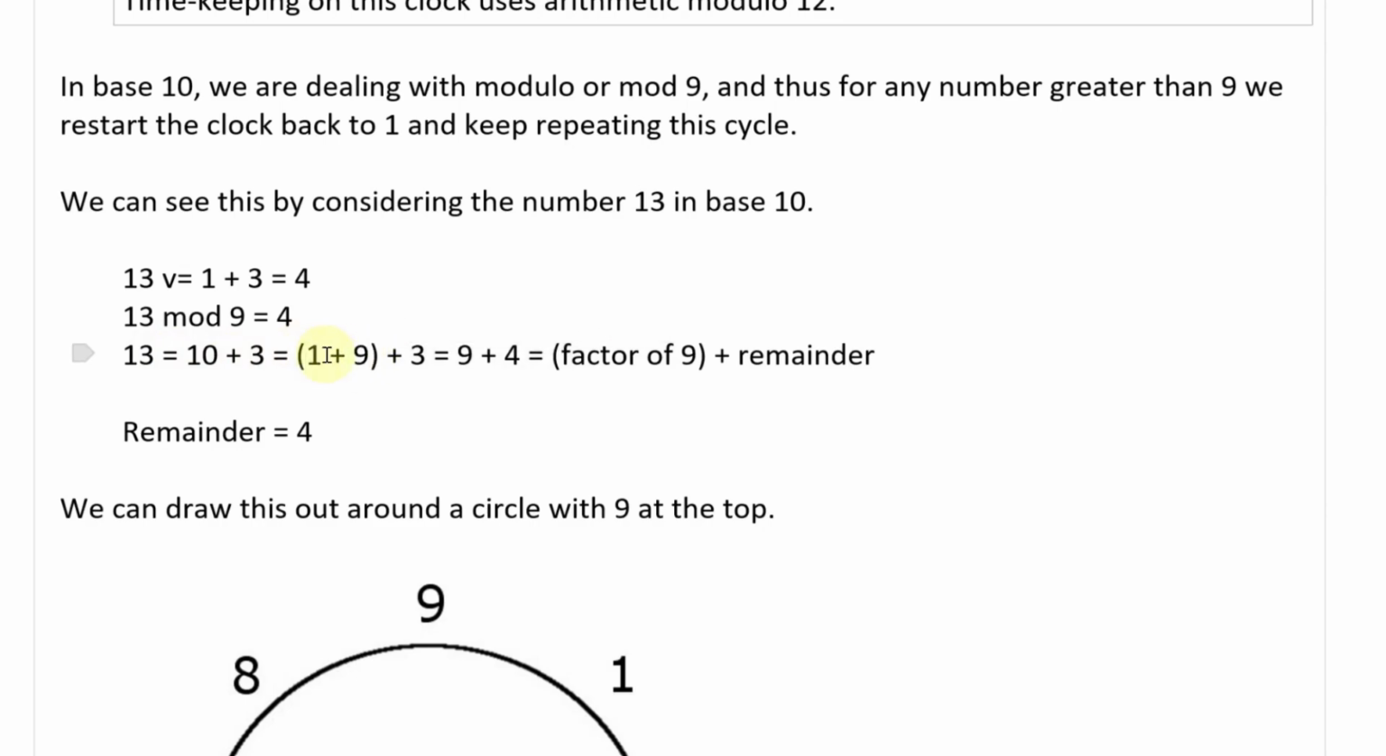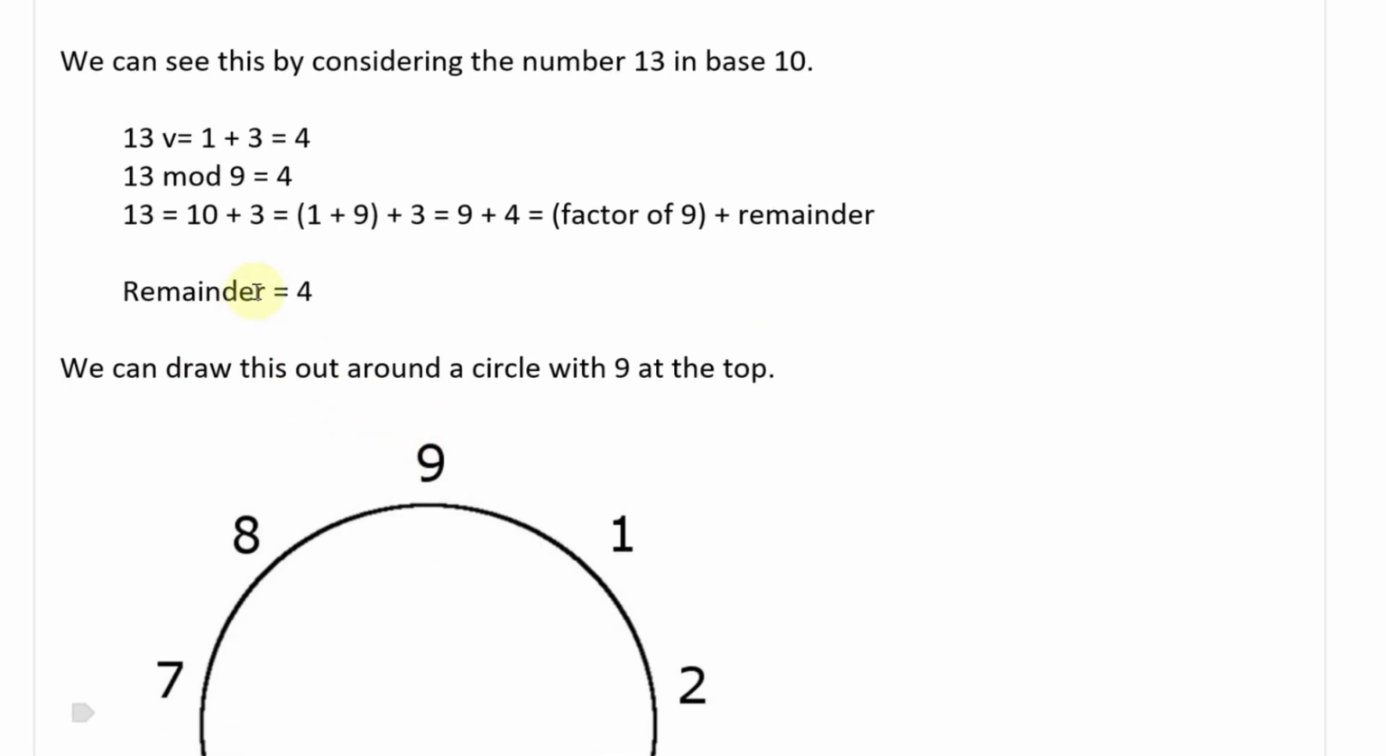Move this 9 and move the 1 over to the other side, so you have 9 plus 4. So you have a factor of 9 plus a remainder. Basically what we're doing is casting out the 9, or removing it, because we're going to wrap around it. We're wrapping around the remainder. We can draw this out. The remainder is 4, so we should actually get 4 there.